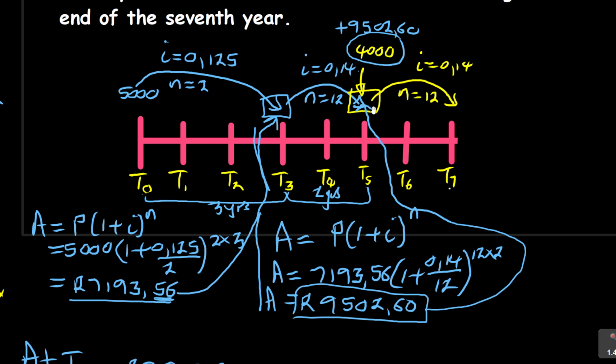But he didn't do that. He left it to grow for the next 2 years. Remember, he wanted to take his money at T7. So Ethan leaves their money from T5 to T7. How many years is that? He leaves it for the next 2 years at that interest with the monthly compounding.